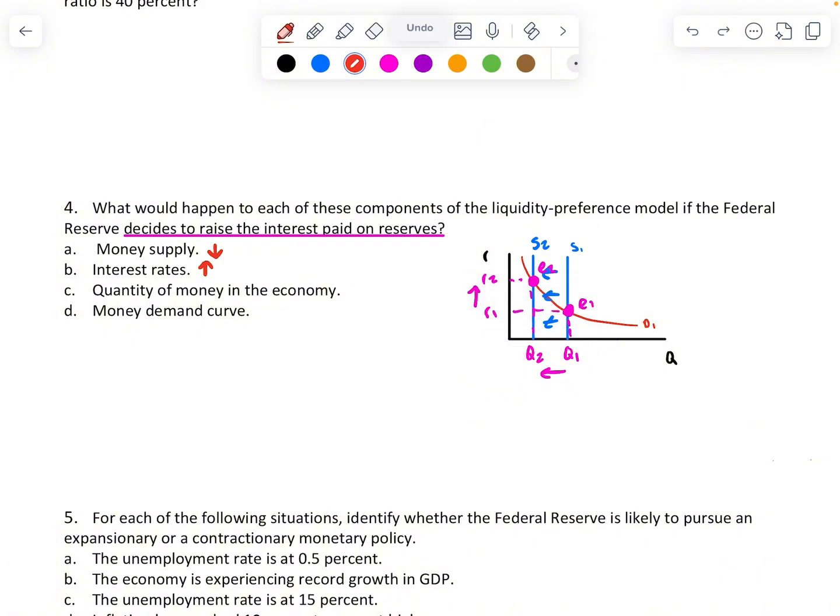And finally, the money demand curve, right? That's this line right here, highlighted in green. Nothing happens to that curve, so we can just say that there is no change. And then I forgot this, but again, I said for part C, that decreases. So yeah, there are the answers to that question.